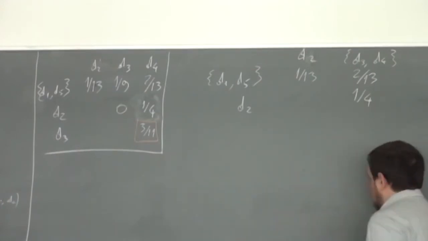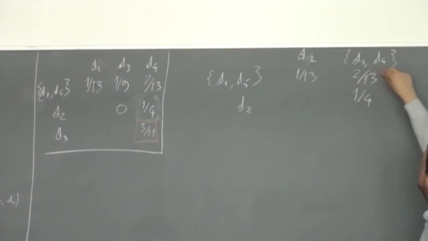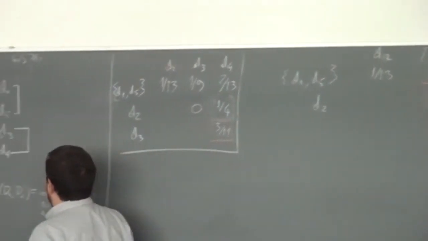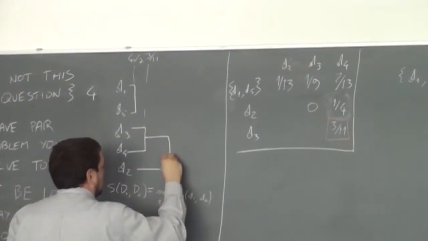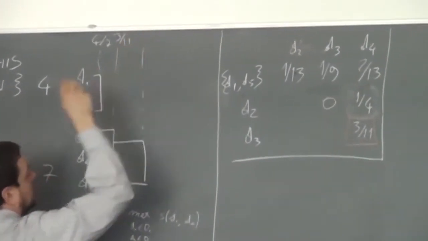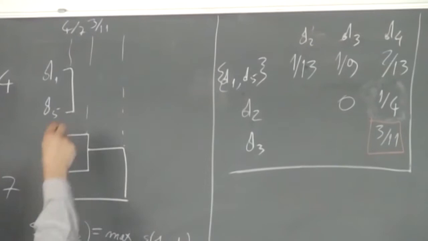Again, the largest similarity here is 1/4. So we are joining D2 with D3, D4 at a similarity level of 1/4.